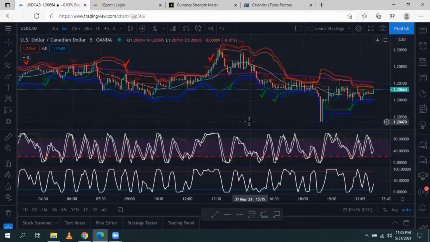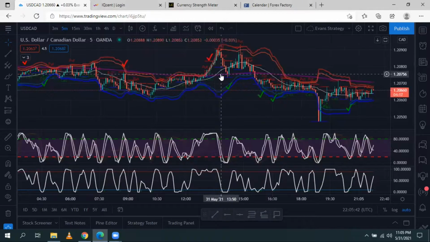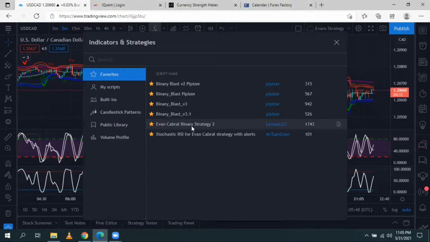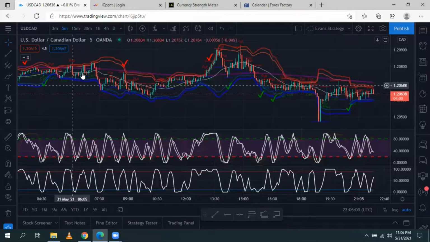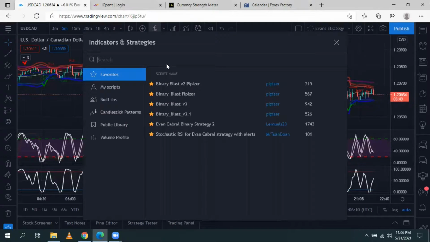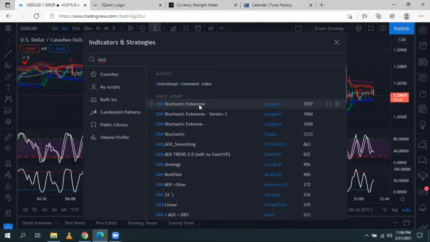Right now, these are just the three indicators that you need for the Cabral Strategy 2. You can find that here. All you need to type is just Cabral. You see, this is it. Cabral Binary Strategy 2 is there. Then your stochastic RSI for Cabral Strategy with alert. So these are the two you're seeing here. This is the Cabral Strategy 2. This is the stochastic RSI for Cabral. Then this is what we call the DMI stochastic. All you need to do is just come here and press the DMI. It will be the first one that you see, stochastic extreme.